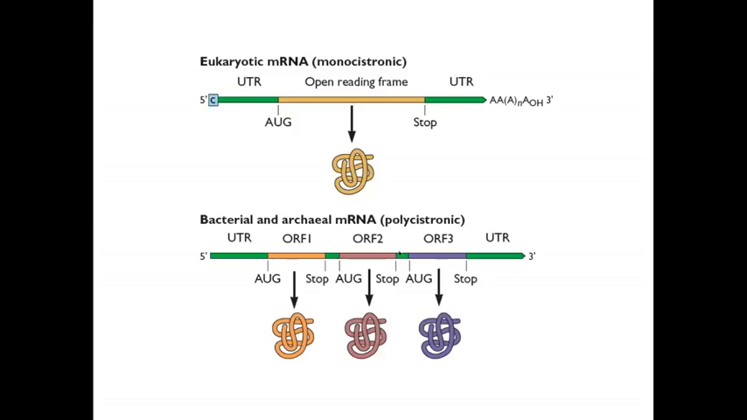Now, this monocistronic restriction is a problem for viruses because, as you remember, for many viruses, their genome is a single mRNA. So how can they make multiple proteins? That is the conundrum we're going to address next.